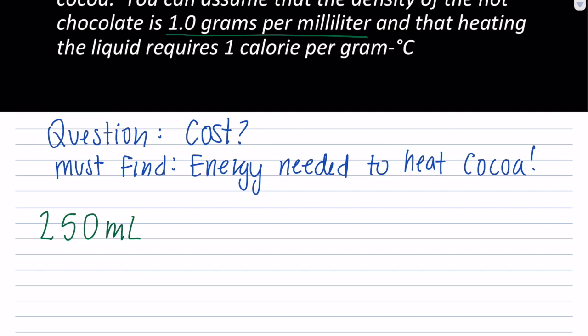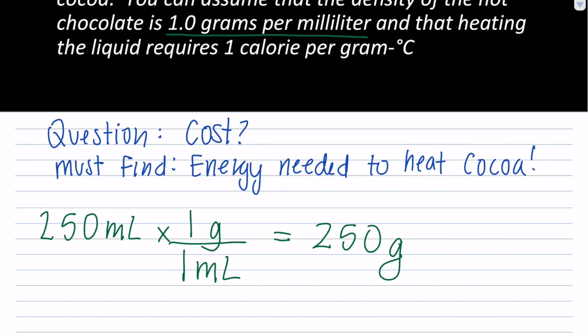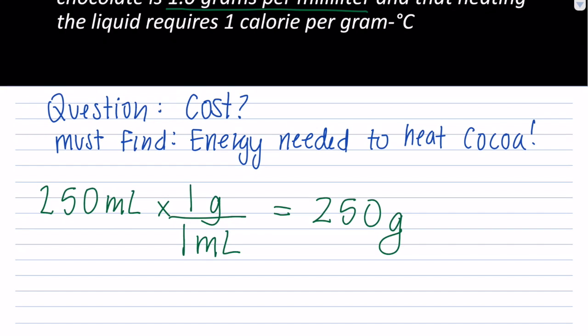And we need the mass of liquid so that we can calculate the amount of energy that we need. So, in our calculation here, we'll do 250 and we'll convert that into grams. So it's 1 gram per 1 milliliter. And that means that we have 250 grams of hot chocolate. Then from here we can calculate the calories. Remember that 1 calorie from our problem here is required per gram per degree Celsius.